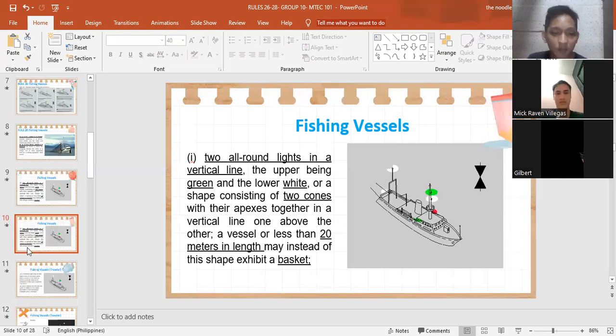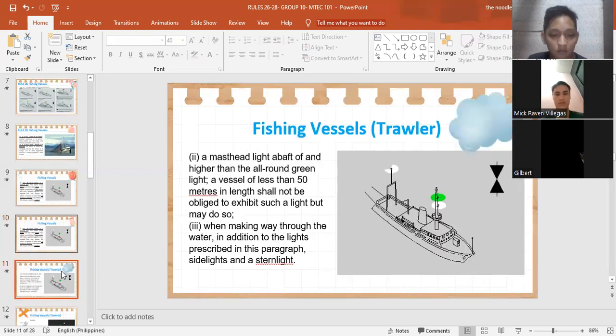Then the next one would be, okay, in fishing vessel, which is trawler. So trawler, wherein we try to tow, or we try to have a vessel which is obliged for trawling operation. So number two, must have a light above.